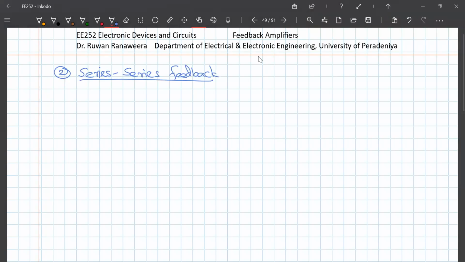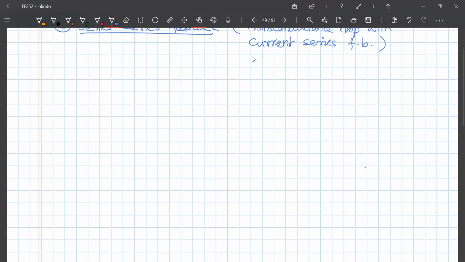Series feedback or transconductance amplifier, with current series feedback. With current series feedback, you apply a voltage and obtain as the output a current. You take the current as the feedback signal, sensing the current and applying it in series because it's a voltage input, right? So therefore my circuit is a transconductance amplifier. If I draw it as a black box, this is the transconductance amplifier.